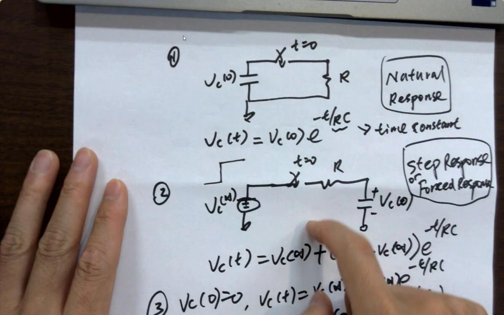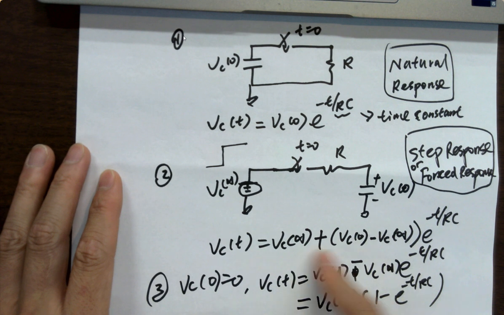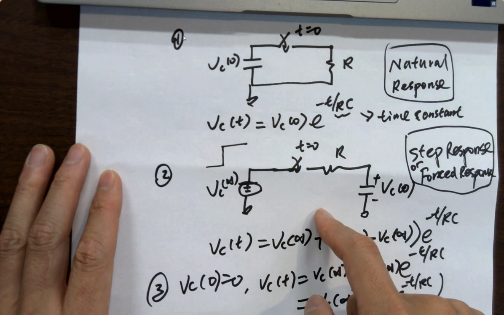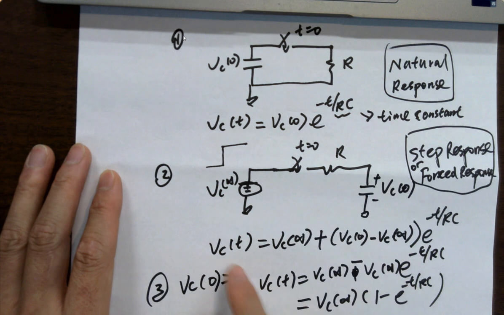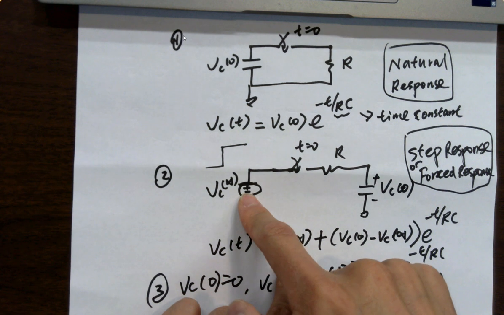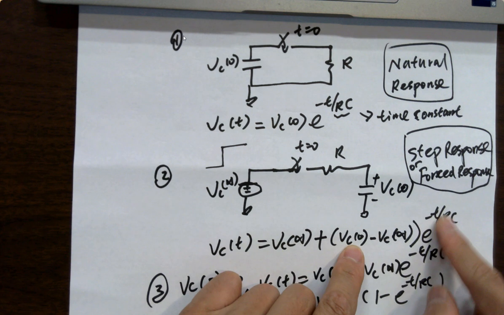However, this is also a special case here as well. If you look at the equation, could anyone tell me how do you want to make this one a special case here? And how and why? VC infinity equals 0. Yeah, so there's no forced source. Then what's going to happen? It's exactly the initial voltage times the attenuation factor.